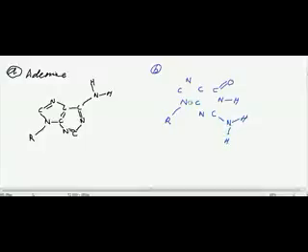Quickly add all the bonds. So this will be single, single. Now this one is double. This one is single. This one is double. This one is single. This one is single. This one is single. This is single as well, and this is double. And that's guanine. So we'll write that down.